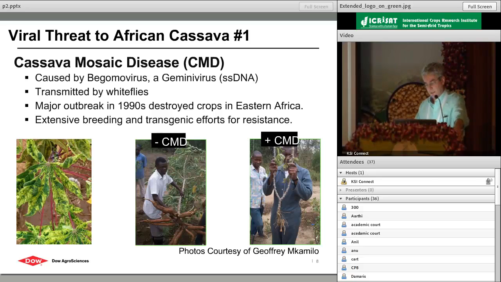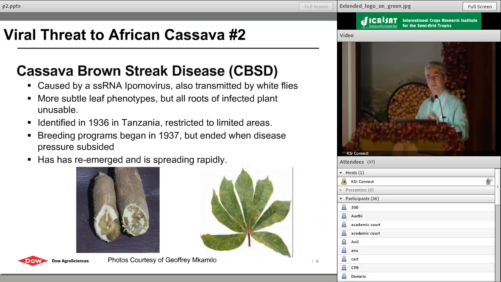This is a little bit in contrast to brown streak disease, where the leaf phenotype is much more subtle, and a farmer may not know that his plant is diseased unless he's received some training or has some prior experience with CBSD. But the root is all necrotic when it's harvested and is unusable.